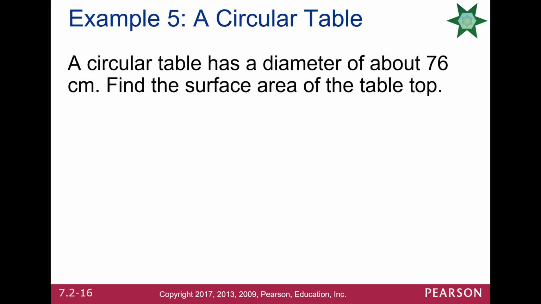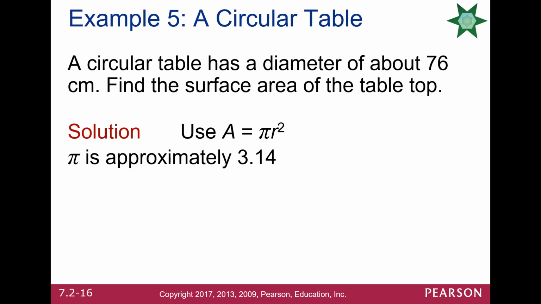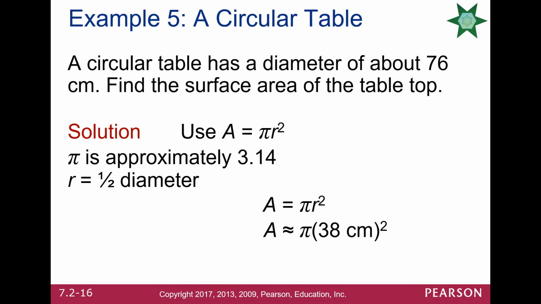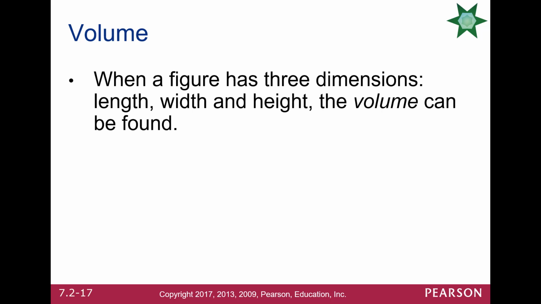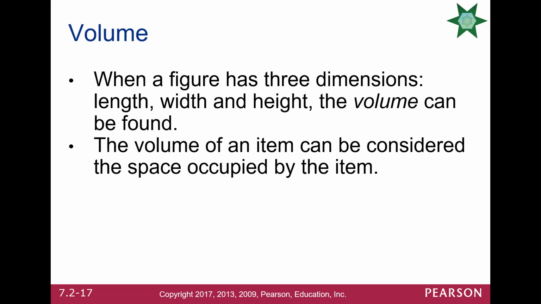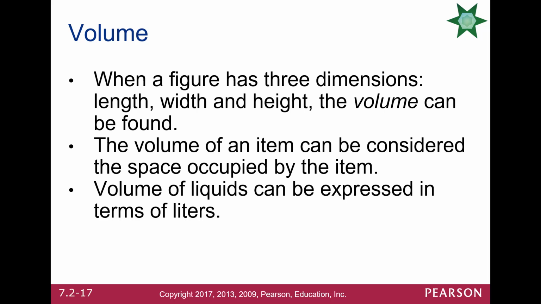Surface area of the tabletop for a circular table. Area equals pi r squared for the area of a circle. So we're going to use 3.14 times the radius, which would be half of the diameter, squared. And again, square centimeters. Volume is length times width times height, for example, when you're talking about the rectangular box, or pi r squared h when you're dealing with a cylinder.